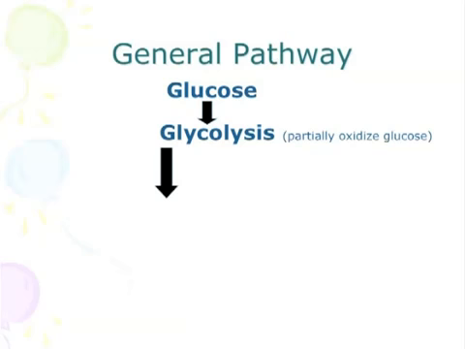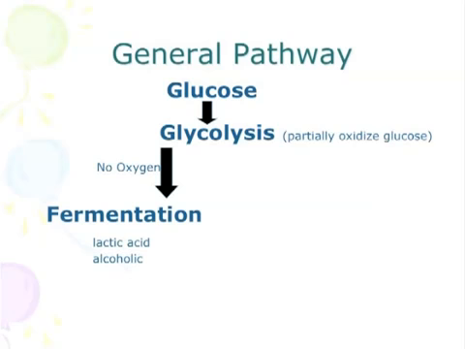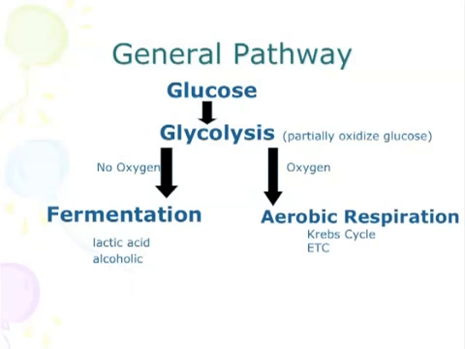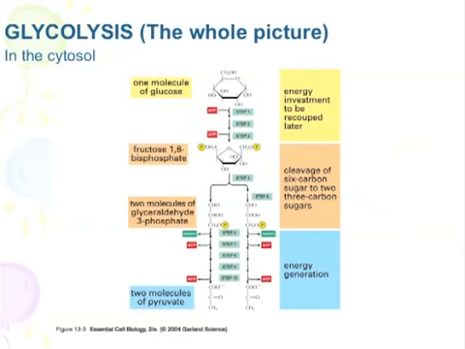And then after glycolysis, there are 2 options. When there's no oxygen present, you go through fermentation, of which there are 2 possibilities: lactic acid and alcoholic fermentation. And if there is oxygen present, then you go through aerobic respiration, which ends with the Krebs cycle and the electron transport chain. So this just gives you the general pathway, and now we're going to get into the specifics and go over what glycolysis is, fermentation, and aerobic respiration, and what happens in each.